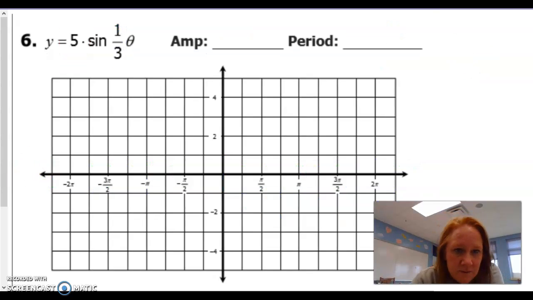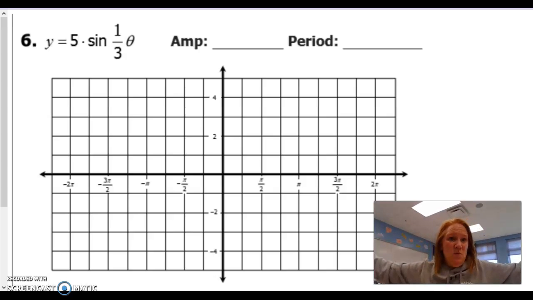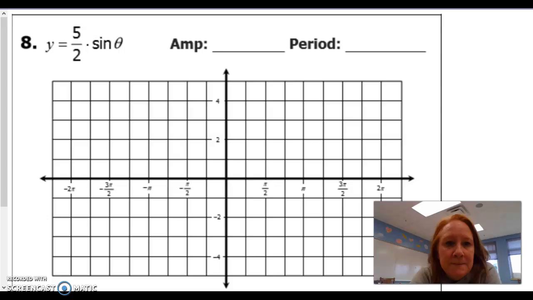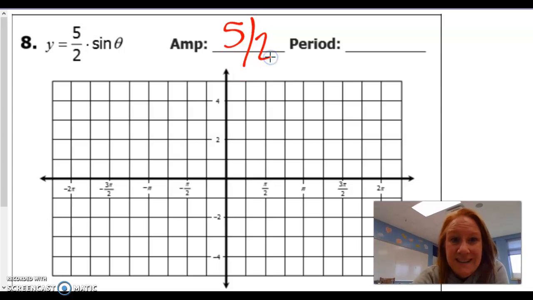Let's do a sine. Is this one a sine? That one's going to be super wide. That period's going to be 6 pi, so let's skip that one. Cosine. Oh, let's do this one. Okay, so this one, amplitude, 5/2. Period is not changing. I like that.